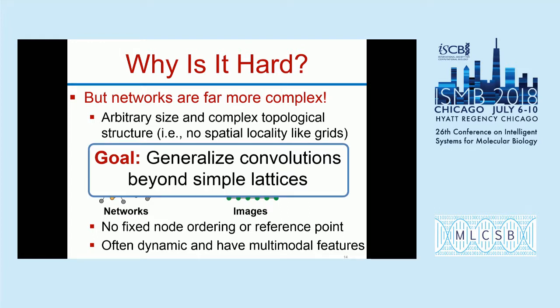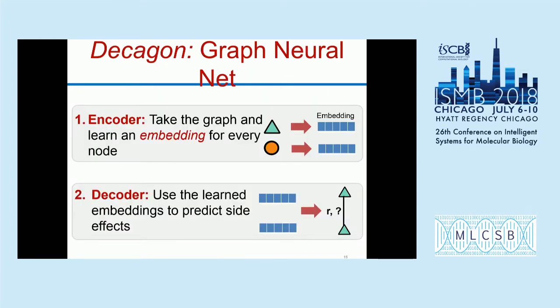So the idea of graph neural networks is that they generalize convolutions beyond simple lattices that we have when we deal with images or text data. At the highest level, our approach, which is called Decagon, consists of two components. The first component is the encoder component. It takes that multimodal graph that we have seen, and it learns an embedding, a d-dimensional feature vector for every node in the network. In the second stage, which is the decoder stage, we use the learned embeddings, and we combine them in a way that's most useful for predicting side effects.